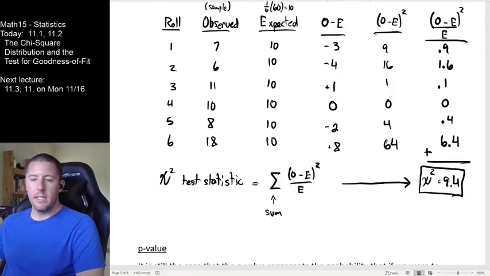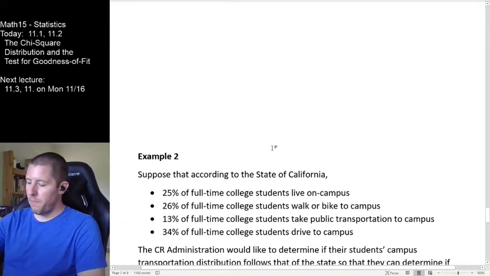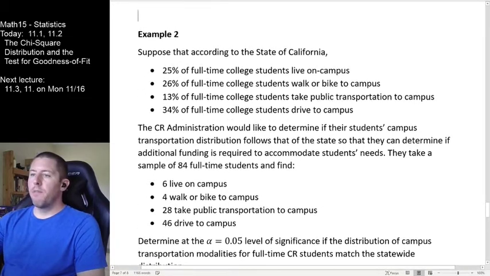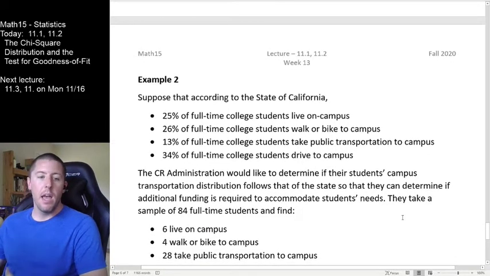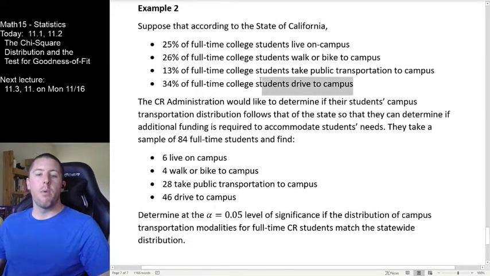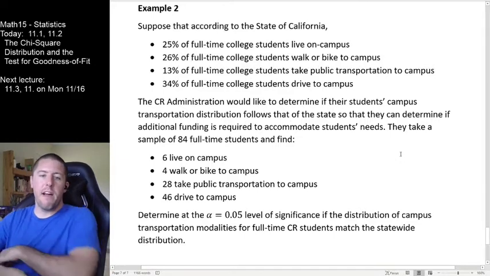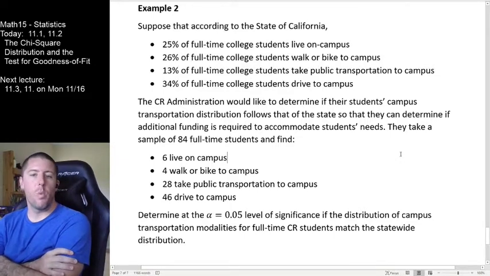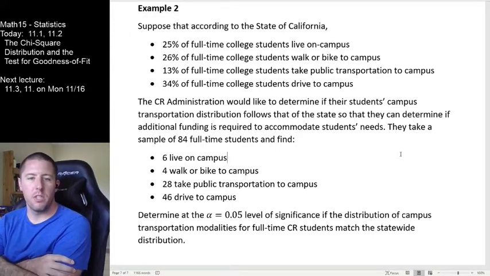There we go. And let's go ahead and take a look at our second example here today. So example 2. Suppose that the state of California wants to track how people get to college campuses, because the state needs to know how much they should be funding schools to help their students get transported to and from campus. So suppose that the state of California reports this distribution statewide of how people get to school: 25% just live on campus, 26% walk or bike to campus, 13% take public transportation, and 34% drive to campus.